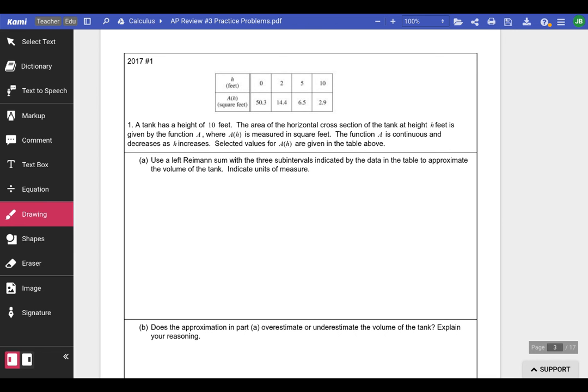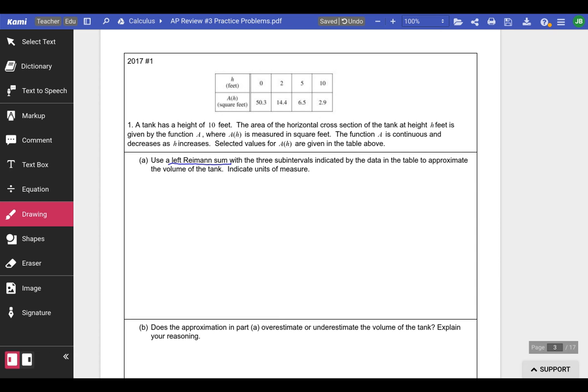Everyone, this video is going to go through the 2017 FRQ number 1. This is a problem from a table, and we're going to be asked to do a few things. The first is using a Riemann sum, and then determining if our estimate using the Riemann sum is an over or under estimate. For part A, it says to use a left Riemann sum with the 3 subintervals indicated by the data in the table to approximate the volume of the tank.